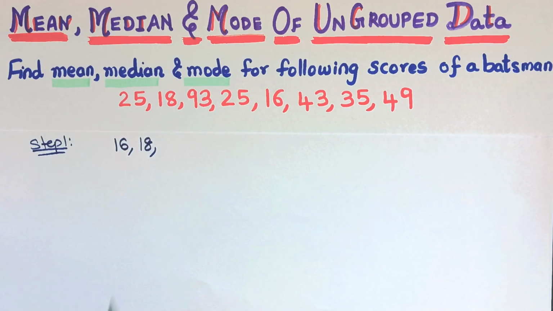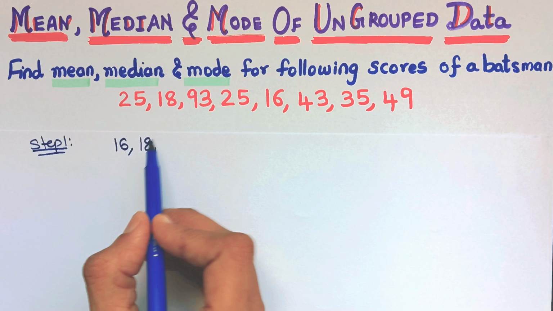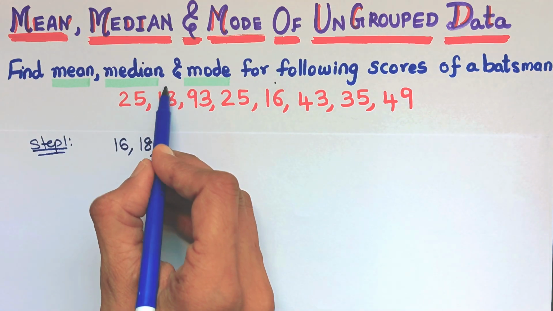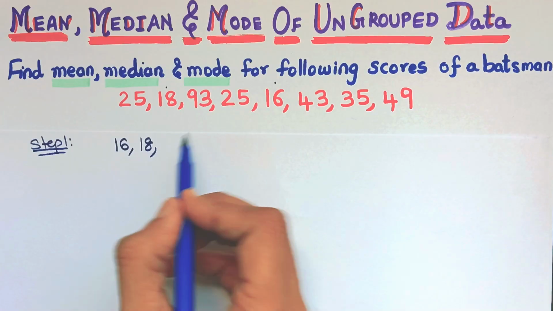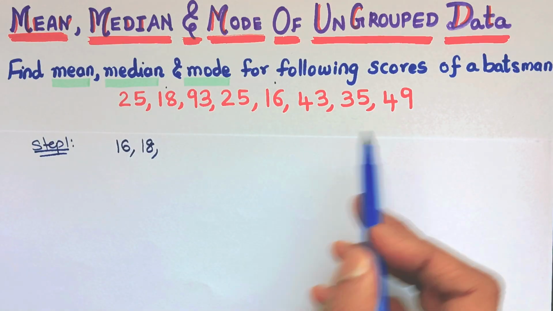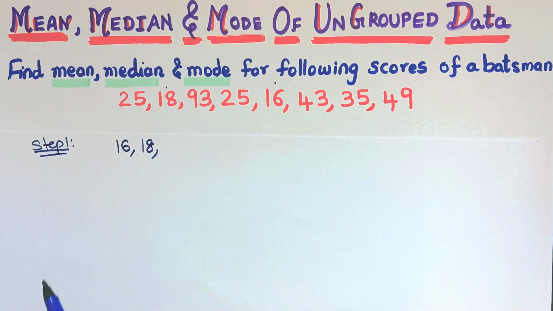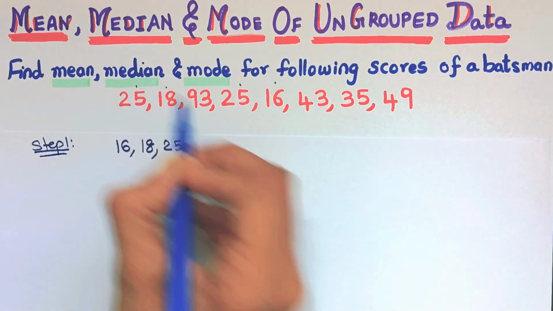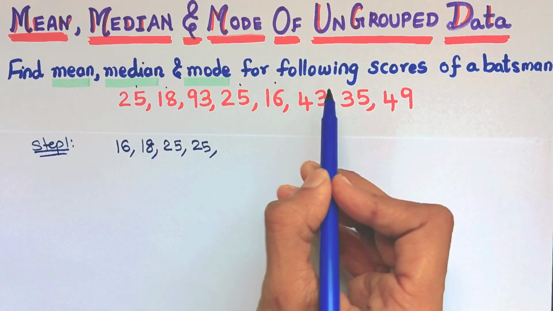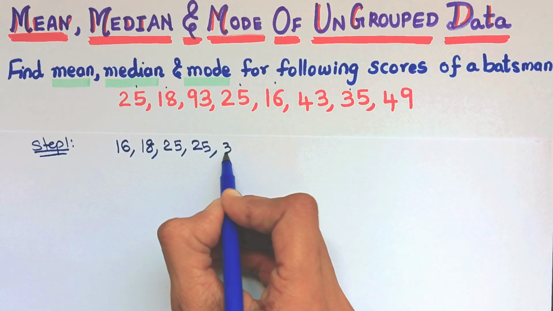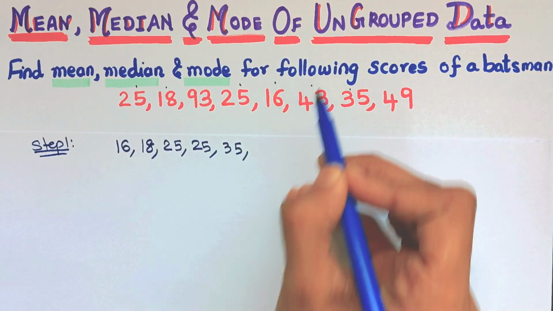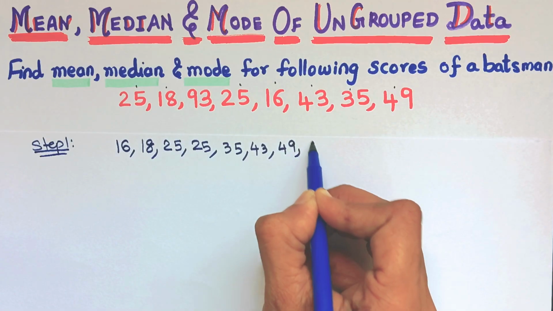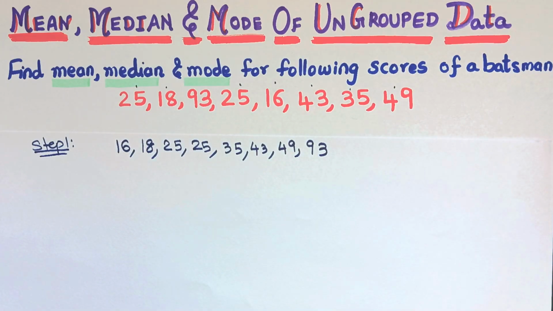And one important tip is that as you are writing down the numbers, just put a small dot or a cross on top to let you know that you have copied it down. In this way, you will cover all the observations and you will not repeat them also. So that's a good tip. Then 25 is coming 2 times. Then we have 35. And then there is 43, 49 and 93. So the first step is over.